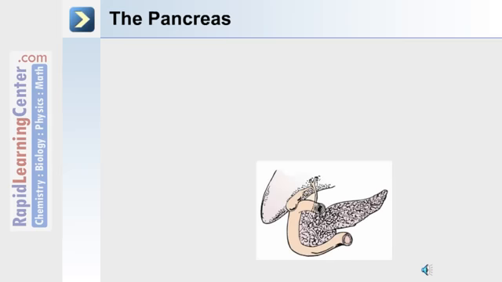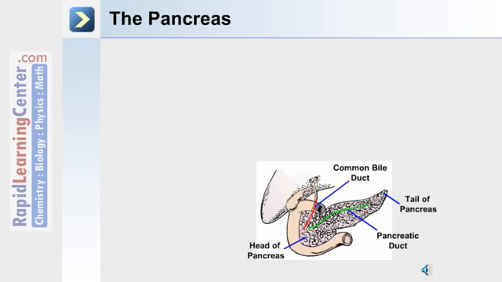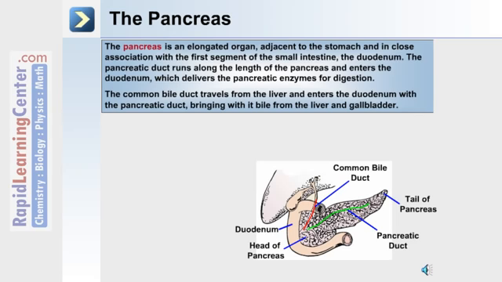The third accessory organ of the digestive system we'll discuss is the pancreas. Anatomically, the pancreas is made up of a head and a tail. It's connected to the duodenum through the common bile duct from the gallbladder. The pancreas itself has its own pancreatic duct. This is an elongated organ which is adjacent to the stomach.